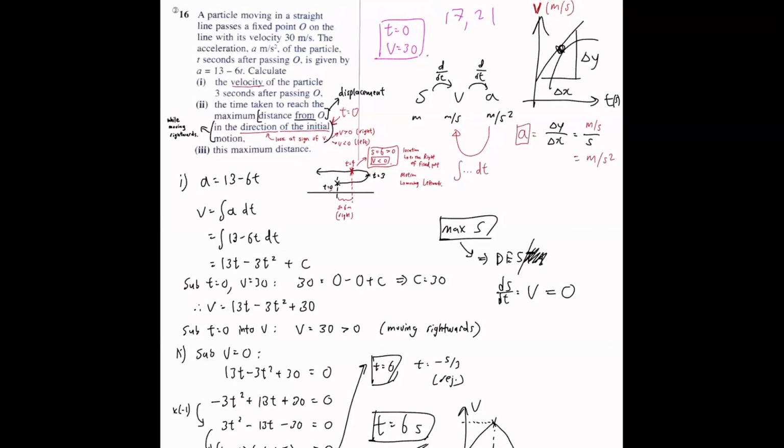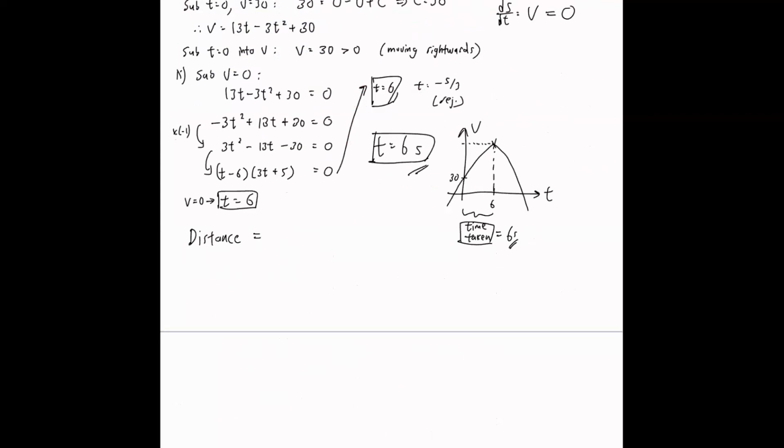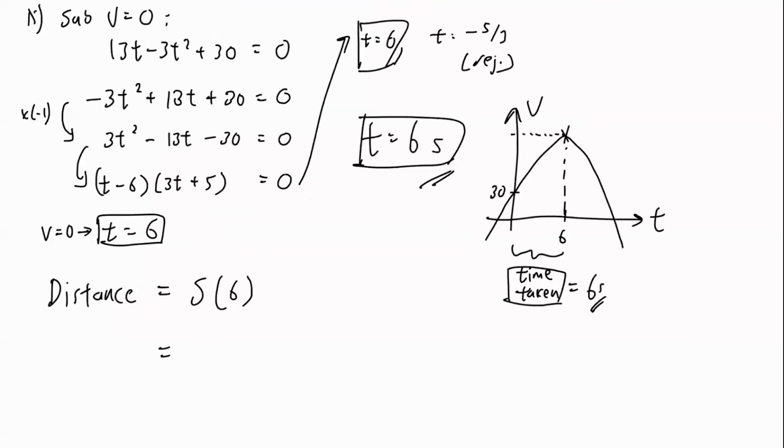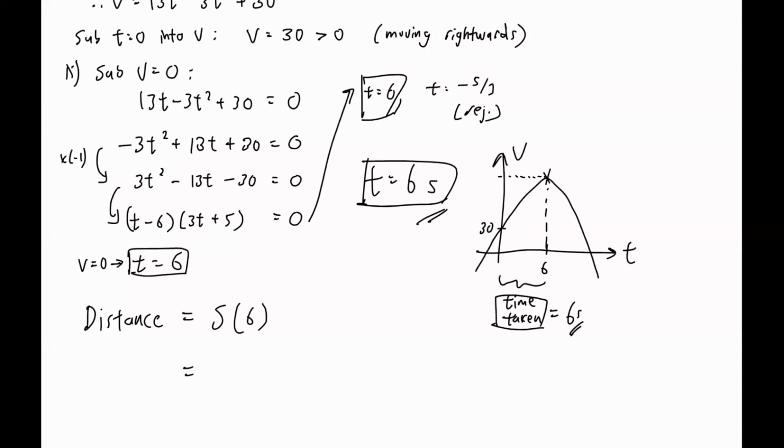Okay, if they didn't mention, we have to assume it's 0. Assume t equals 0, s equals 0. Yeah, then if that's the case, then yes, you're correct. Actually, the distance is just s of 6. Which means that we need to find s. How do you find s? You have to integrate v dt. Then later you sub in with t equals 6.